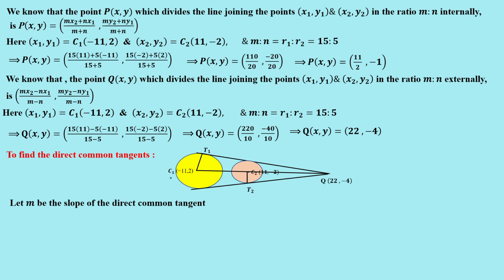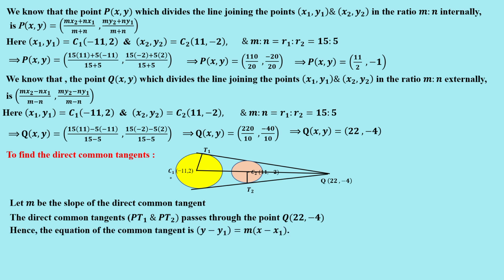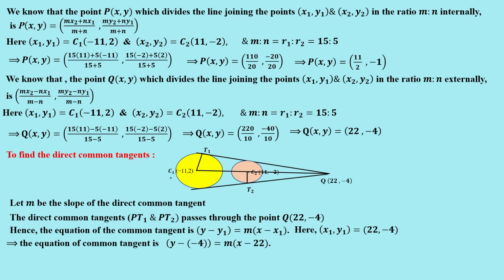So let m be the slope of the direct common tangent. The direct common tangents PT1 and PT2 pass through the point Q (22, -4). Hence the equation of the common tangent is y - y1 = m(x - x1). Here (x1, y1) = (22, -4). The equation of the common tangent is y - (-4) = m(x - 22). So we are using the slope-point form of the equation of a straight line.